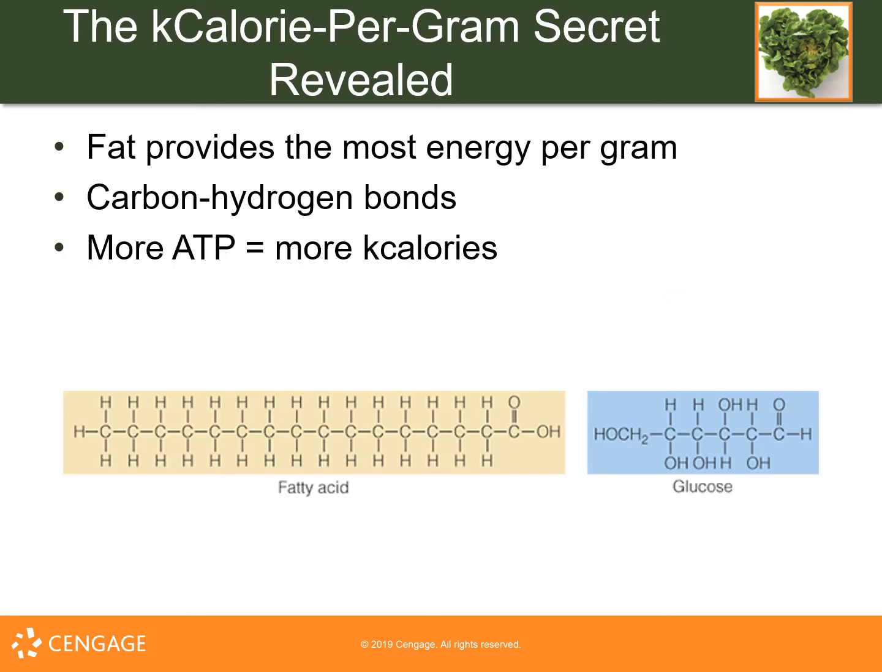The calorie per gram secret revealed. Because fat has many carbon-hydrogen bonds that can be readily oxidized, it can send numerous hydrogen and electrons to the electron transport chain where it produces ATP or energy. Because fat has more carbon-hydrogen bonds, it can produce more ATP, therefore producing more energy than carbohydrates or protein. One glucose molecule yields 30 to 32 ATP when completely oxidized versus 129 ATP when a fatty acid is completely oxidized.